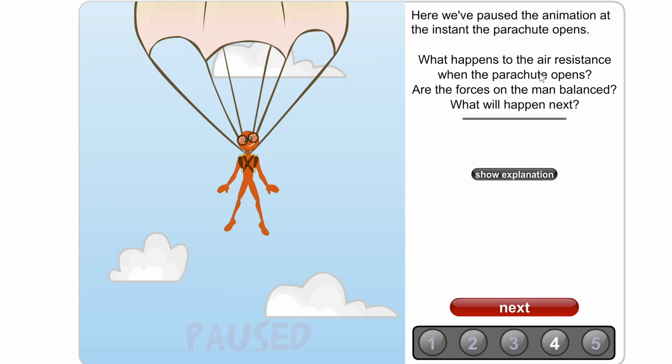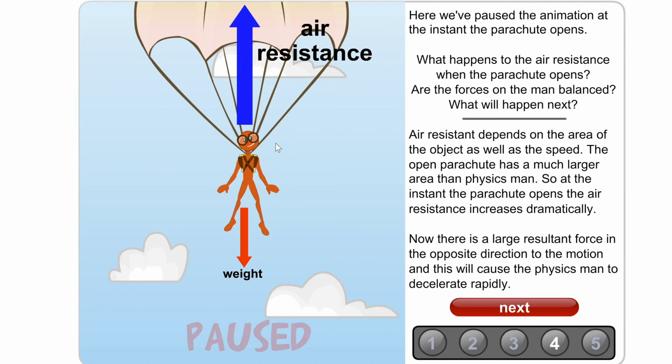What happens to the air resistance? And are the forces on the man balanced? What will happen next? 3 questions. Well, let's look at the explanations. Of course, the air resistance is going to increase because there's a larger surface area for the air particles to hit. So the air resistance up is larger than the weight acting down. Now there's a large resultant force acting up.